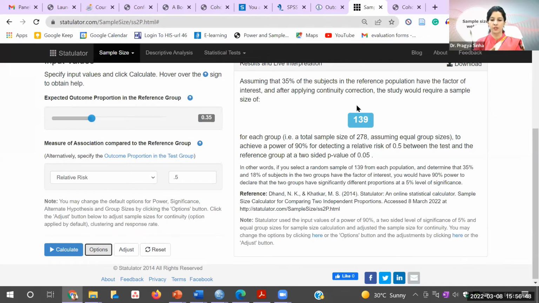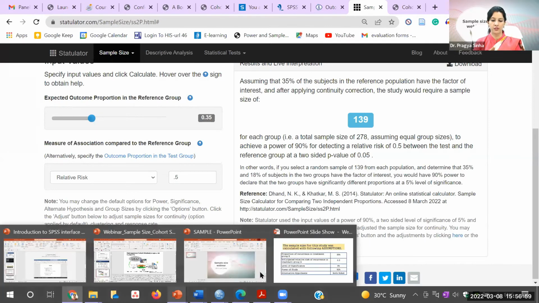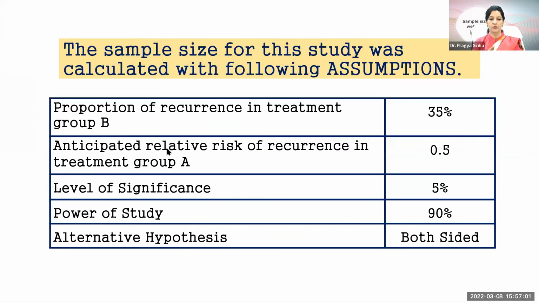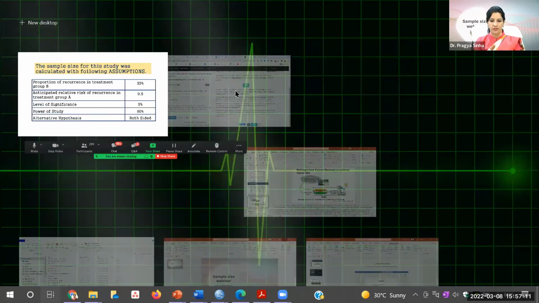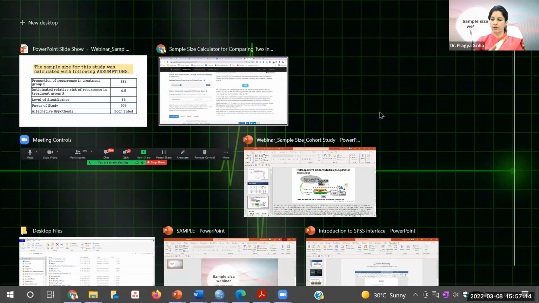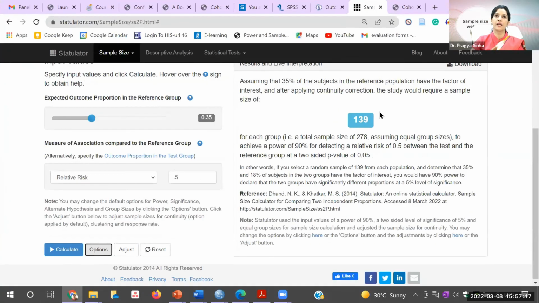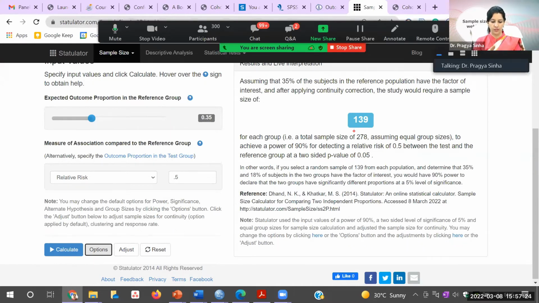So you can see, this is the way you can write your write-up. You can just replace this, like subject in the reference population, with the content which is there for you. In this case, you can write the proportion of recurrence in the treatment group was 35%, and then the anticipated relative risk was 0.5. So your estimated sample size is 139 in each group, so the total sample size is 278. So do see here that your total sample size is 278.